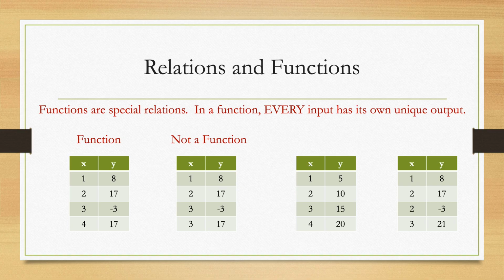Okay, so for x becomes 1, 1 becomes 5, that looks good, 2 becomes 10, 3, 15, 4, 20, yeah, that's fine, right? There's no single domain element that has 2 different images. But now look at the last one. So the first one is a function. And the last one, 1 becomes 8, so far so good, 2 becomes 17, and 2 becomes negative 3, that can't be, impossible. So that's not a function, okay?